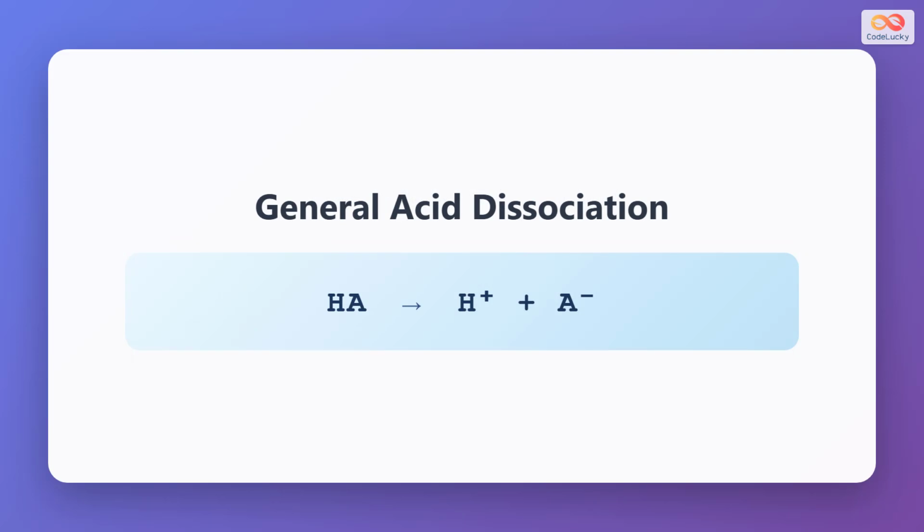Here's the general equation for acid dissociation. We represent a generic acid as HA, where H is the hydrogen that will be donated, and A represents the rest of the molecule. When the acid dissociates, it produces an H+ ion, the proton, and A-, which is called the conjugate base. The arrow shows this dissociation process.